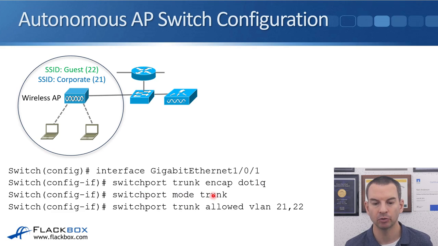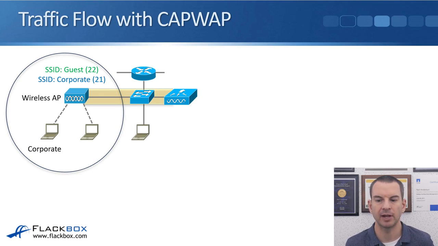Then say switchport mode trunk. And switchport trunk allowed vlan 21,22 for the VLANs that are coming in from the AP. Okay, so that is our switch configuration where we're using standalone autonomous APs. Next up, let's look at what we do when we do have a wireless LAN controller.